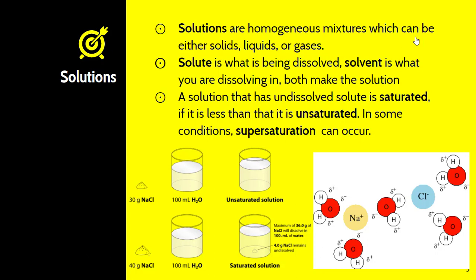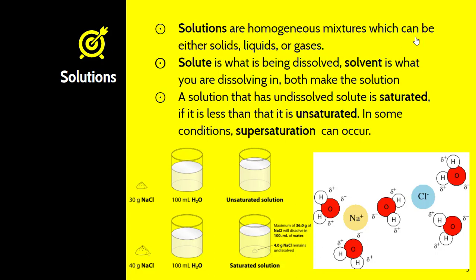So if we look at the examples here on the bottom, the saturation point of NaCl in water is 36 grams per 100 milliliters. I can take 30 grams of NaCl and completely dissolve it in the solution. There will be no particles left over. That solution is unsaturated, meaning that I can still dissolve more of the solute in it. If I take 40 grams of NaCl and dissolve it in 100 milliliters of water, the maximum I can dissolve is 36 grams, meaning that 4 grams of NaCl will remain undissolved no matter how much I stir it. Now, the only way I could get that to dissolve is to add more solvent. That would increase the amount of solute that is able to be dissolved.